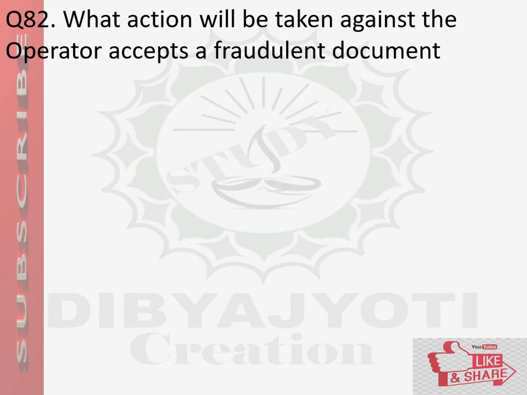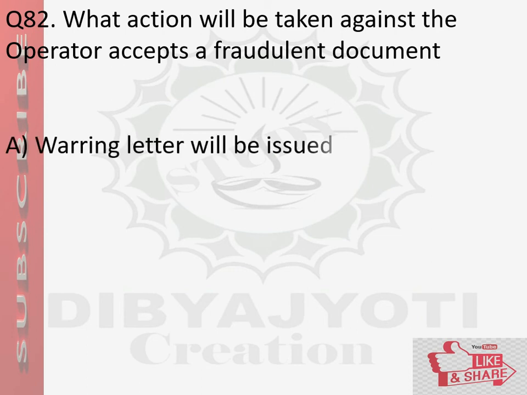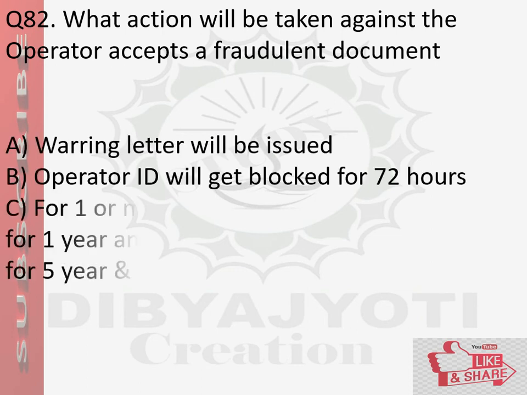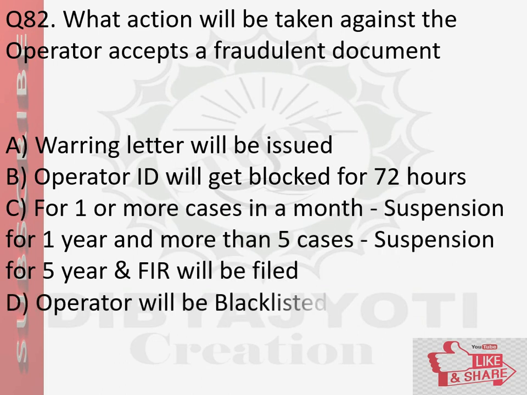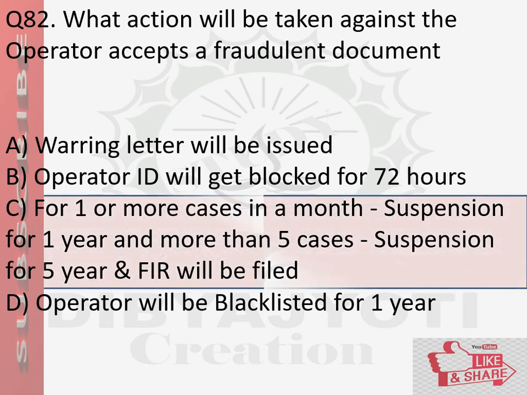What action will be taken against the operator who accepts a fraudulent document? Options are: warning letter will be issued; operator ID will get blocked for 72 hours; option C, for one or more cases in a month, suspension up to 1 year, and more than 5 cases, suspension up to 5 years, and FIR will be lodged; option D, operator will be blacklisted for 1 year. And the answer is option C.